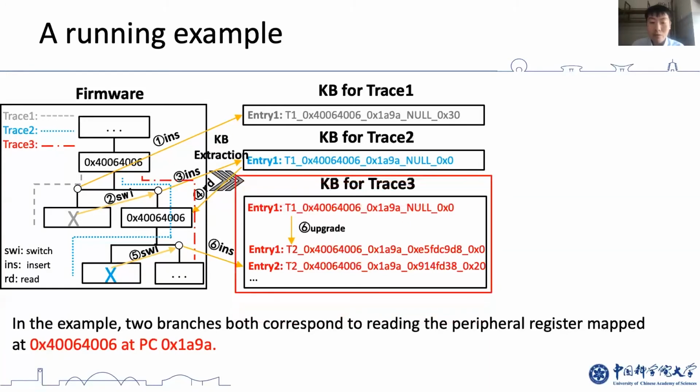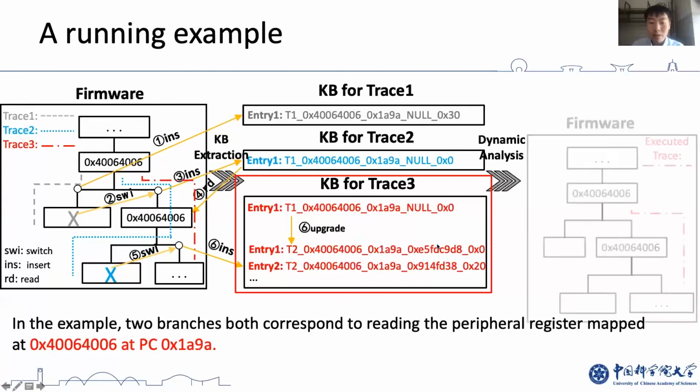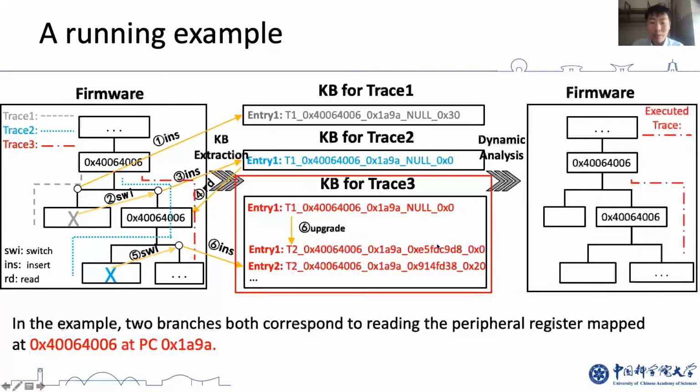And after the knowledge extraction is finished, the KB of the current red trace will be outputted. Now we can use this KB with firmware emulation. According to the different execution context, KB returns different values to prevent the execution from the invalid states.